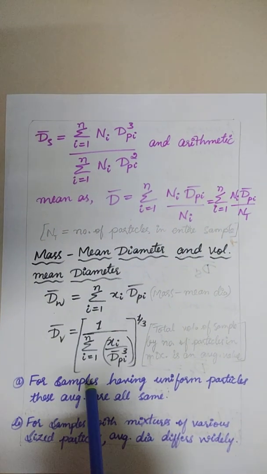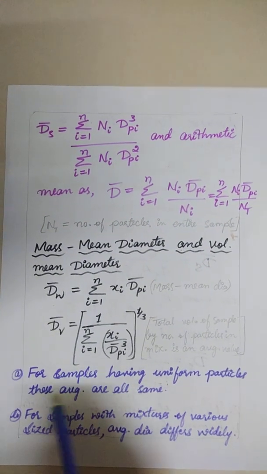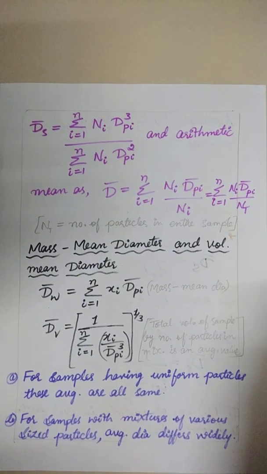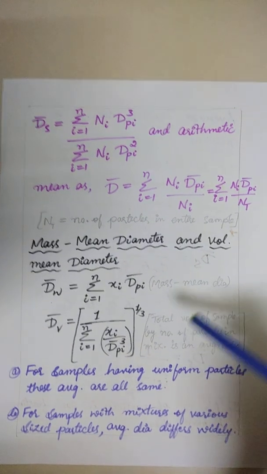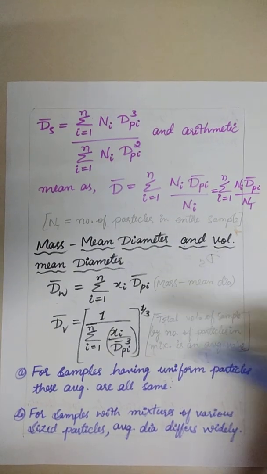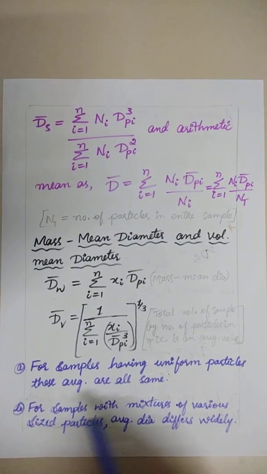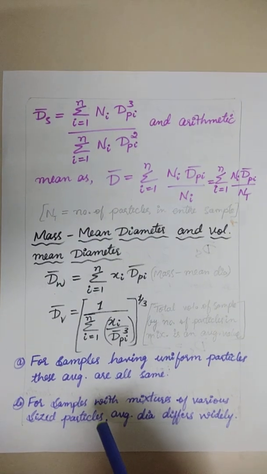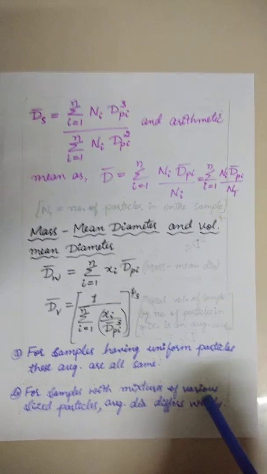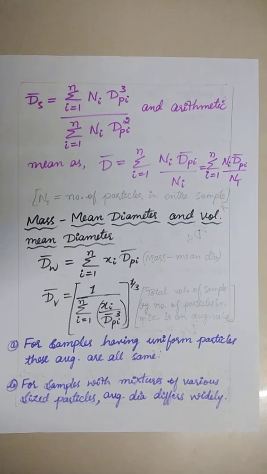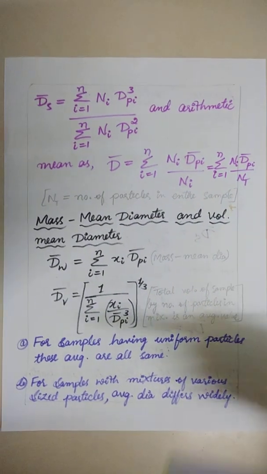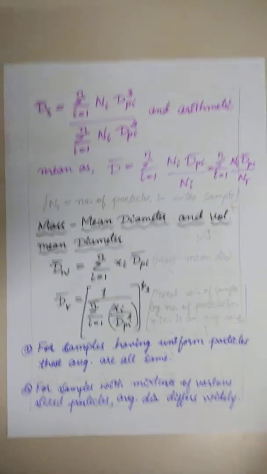See, for samples having uniform particles, these averages are all the same. Samples with uniformly sized particles have almost the same diameter, no? So the average will also be the same for all those samples. But for samples with mixtures of various sized particles, the average diameters will differ widely. When there is no uniformity in the size of the particles, obviously the average values of these diameters will also vary.